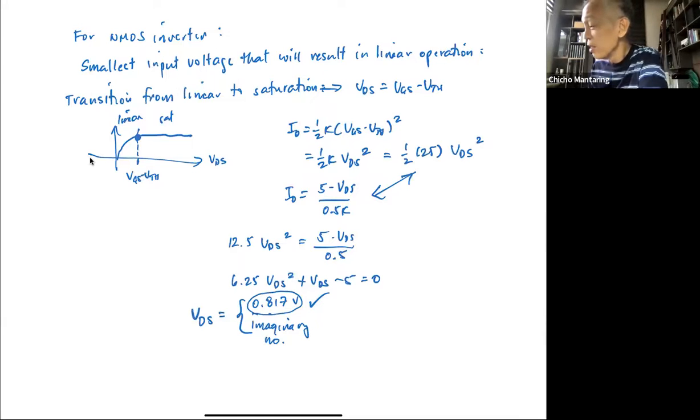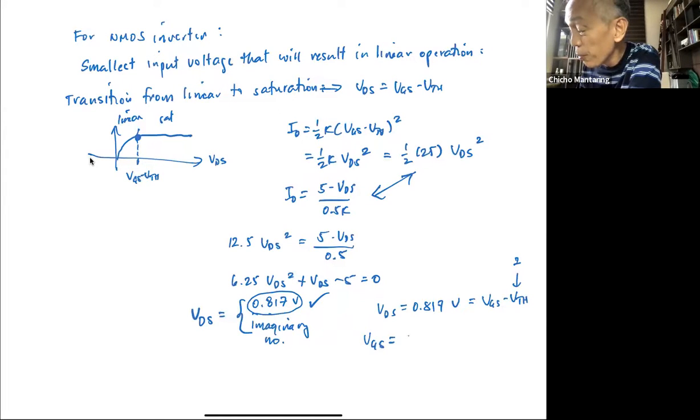No? So VDS is 0.817 volts. No? So what is the corresponding input? No? This is VGS minus VTH, which VTH is equal to 1. No? Therefore, VGS is now 1.819 volts. No? So this is my smallest. In effect, this is my smallest one.